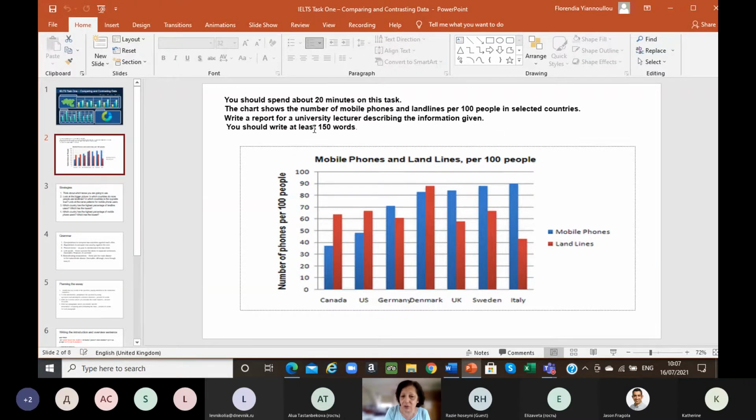And then you will always see this instruction: write a report for a university lecturer describing the information given. You should write at least 150 words. You can write more than 150 words, but do not write less than 150 words, because that will drop the score in the exam. The important thing is that 150 words is the minimum. This is marked 1 to 9, as all the IELTS skills are. And in order to secure at least a 6, you need the minimum words. If you write below that, you're going to reduce your score to 5.5. So this is important.